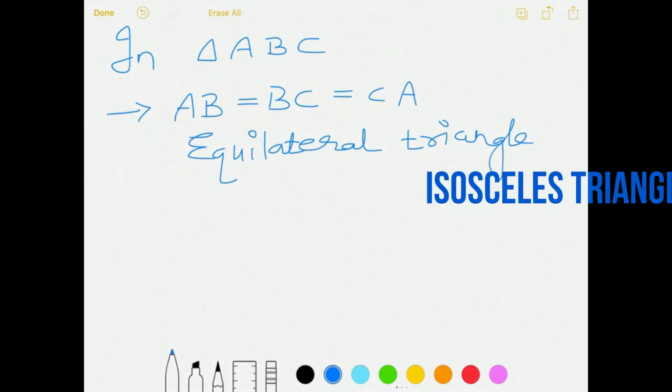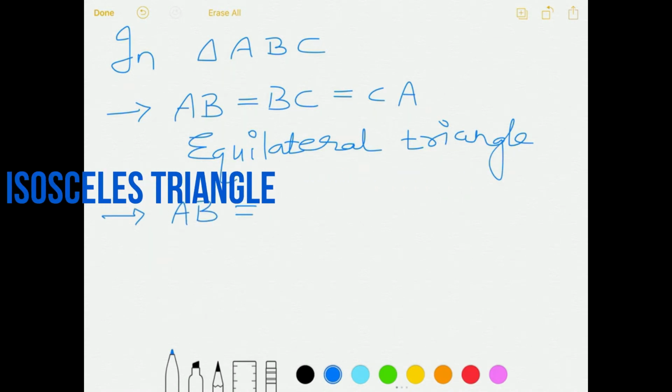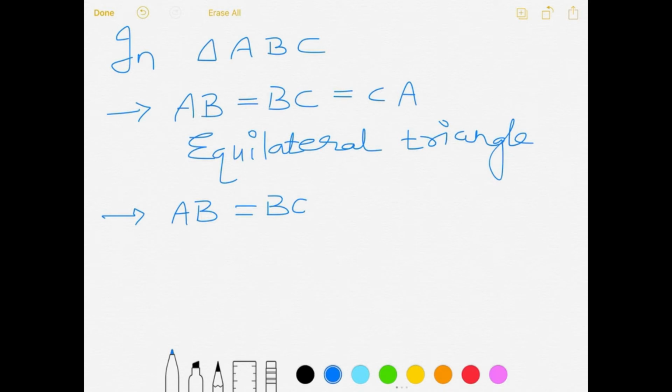Case number 2, if the side AB equals the side BC and that is not equal to the side CA, that means if there are 2 sides which are equal and the third side is not equal to the other 2, then this is an isosceles triangle. This is an isosceles triangle.